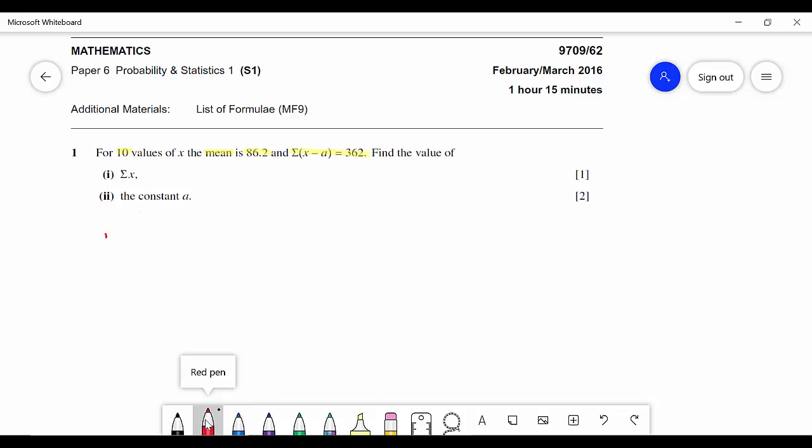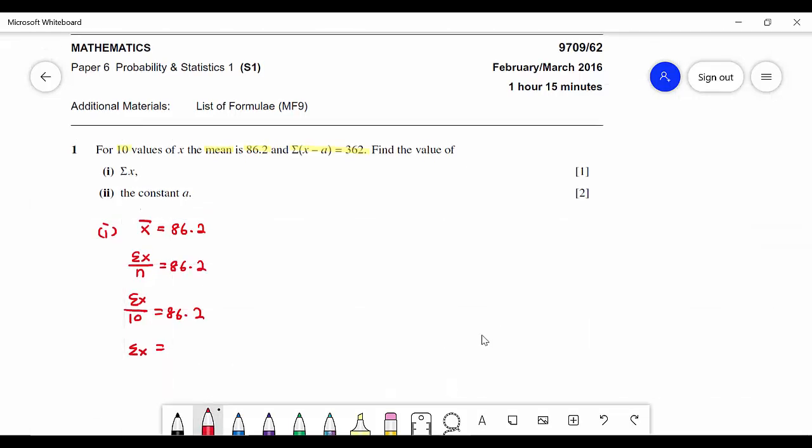All right, so first of all, we are going to use the information given by the question, which is mean equals 86.2. So you know that the x bar mean is equal to 86.2, and therefore we change it into the formula for mean. So summation x over n equals 86.2, and therefore summation of x divided by 10 is equal to 86.2. And from there you will get summation x equals 862. All right, so this is the answer for the first part.